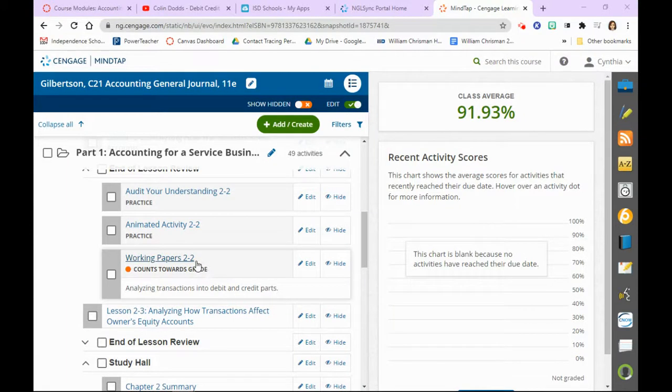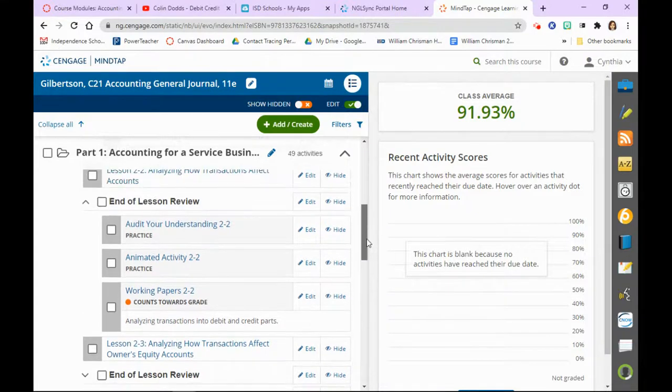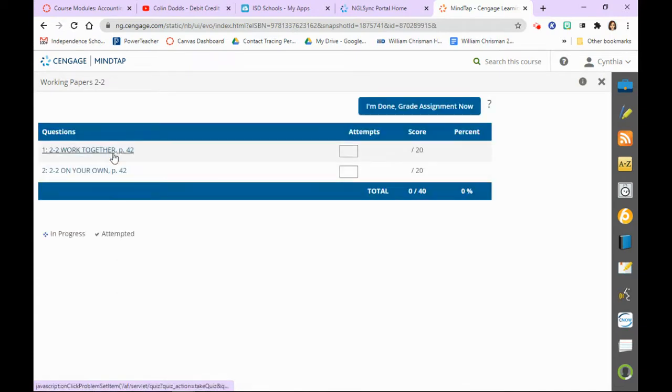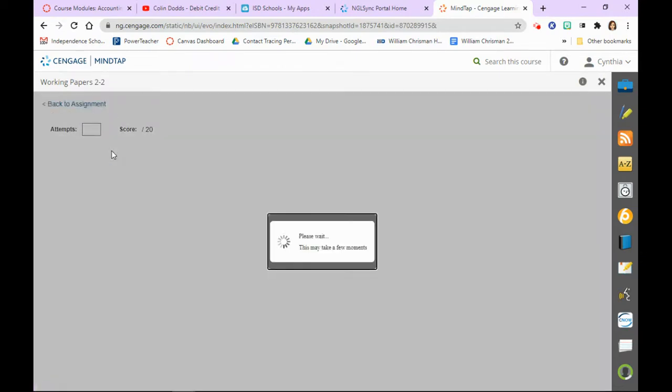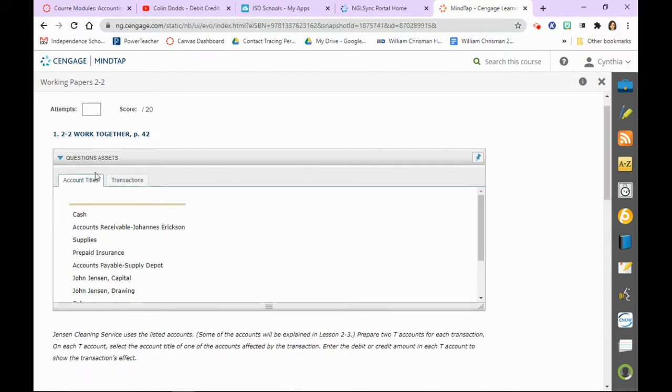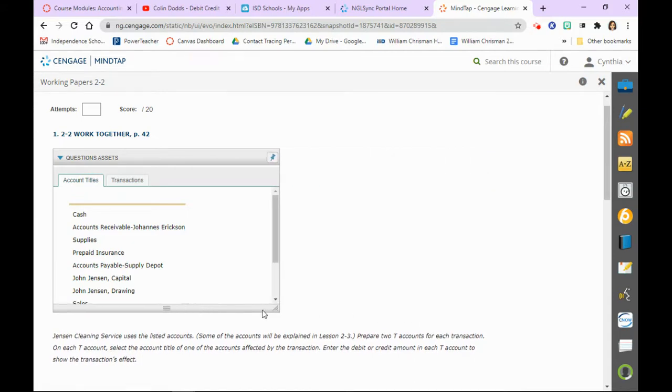To get to the work together for 2.2, just like we did in the first one, you're going to go to end of lesson review under lesson 2.2, click on your working papers, and then click on work together. So in here, I wanted to show you that here is going to be some of the information that you're going to need. When you have this big box up here, you can resize it by coming to these little lines down here in the bottom right-hand corner and clicking.